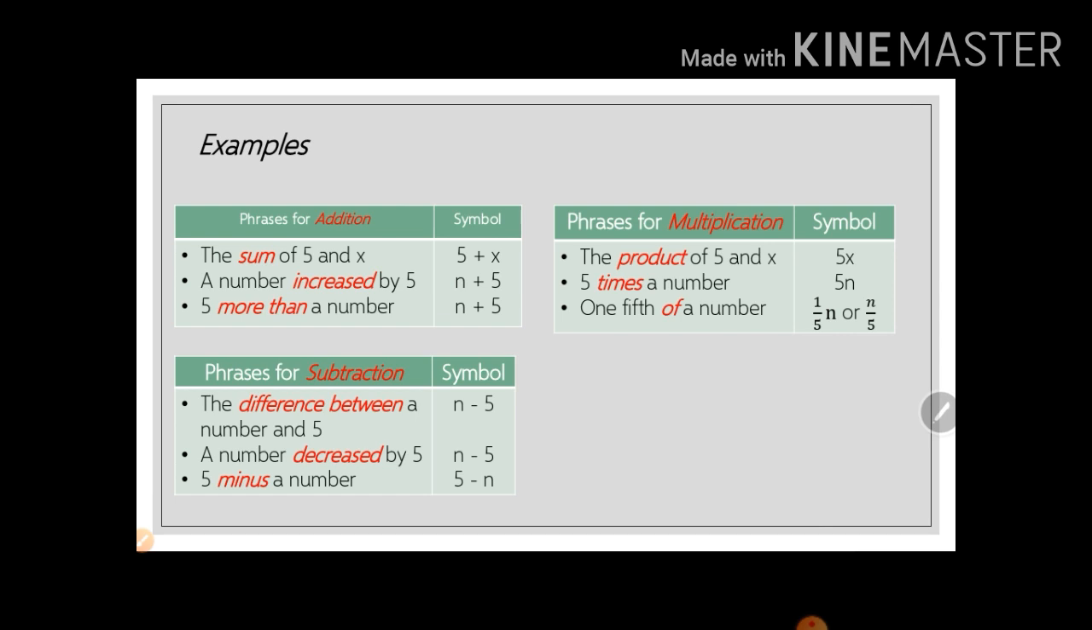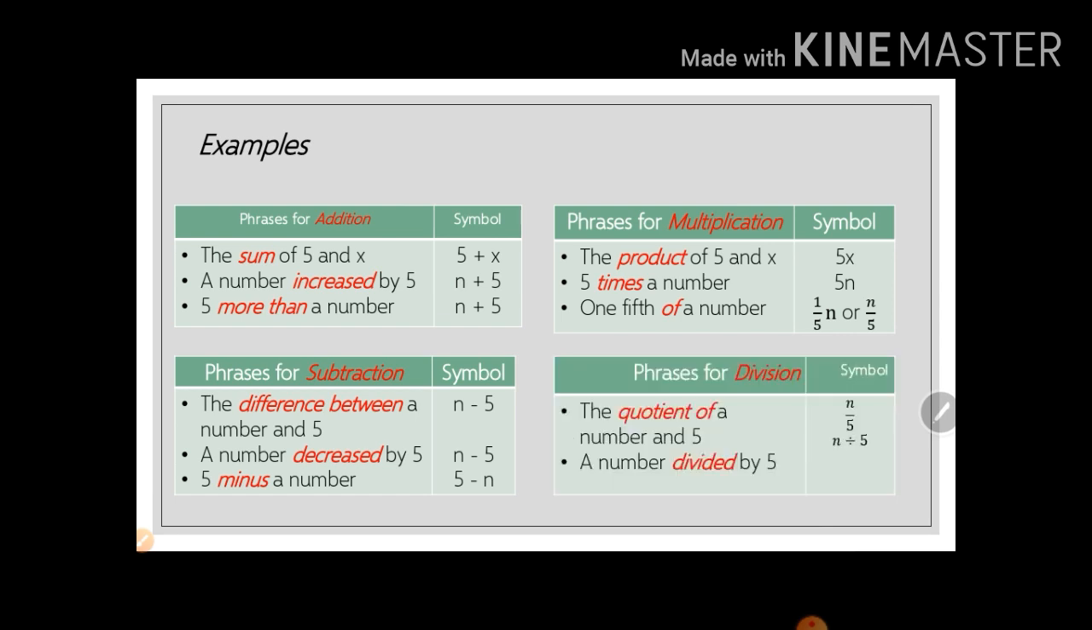If you perform the operation. Let's proceed to phrases for division. Number 1, we have the quotient of a number and 5. So when you write that in symbol, that would be n over 5, because it's a quotient. Okay, if it says a number divided by 5, that would be n, using the division symbol, divided by 5. Okay, so these are the common examples in translating words into symbols.